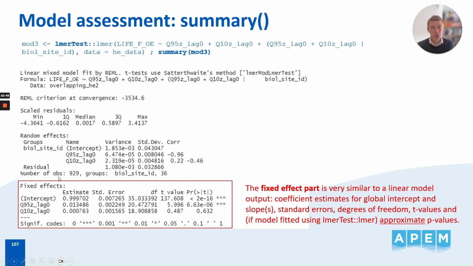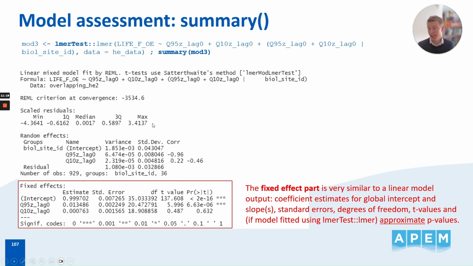Let's start at the bottom by first of all looking at the fixed effects part of the summary output. This is in fact very similar to the output you get from any linear regression model. We have a set of coefficient estimates. We have an overall global intercept. We have a global slope for the Q95 effect, that describes the strength of the effect of that variable on our life OE ratios. And similarly, we have a slope coefficient for our Q10 variable as well, which describes the effect of high flow.